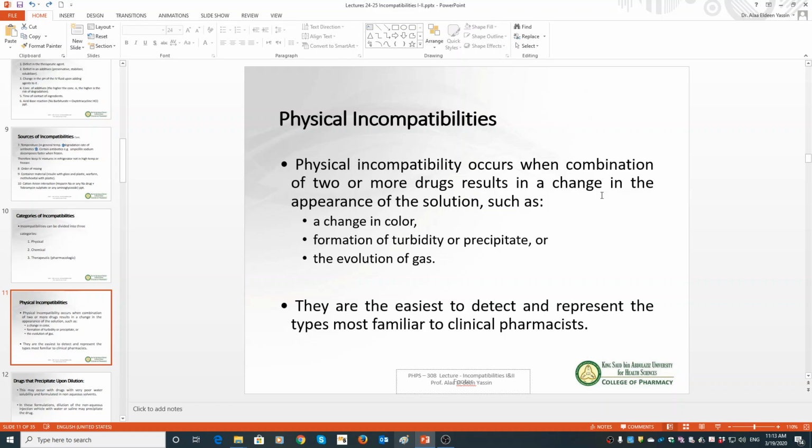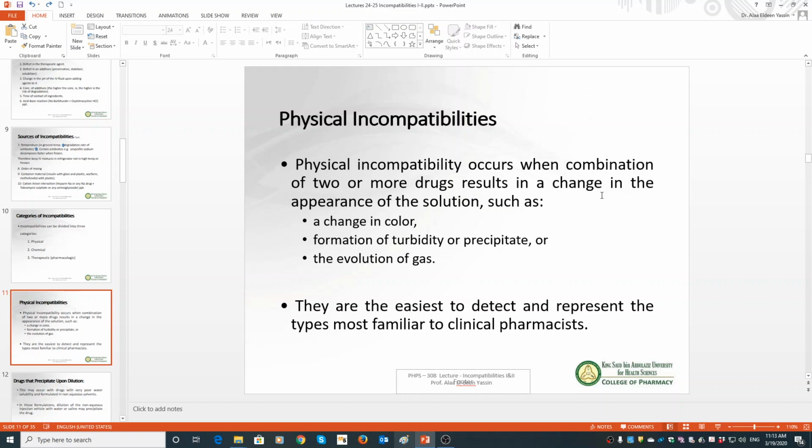I consider the interaction physical if I can see a real, noticeable change upon mixing, and this is more common in admixtures. So this gives you an alarm that there is already incompatibility. Like changing color: if you mix two colorless solutions and you end up with a milky, yellow or blue solution, this means there is an interaction resulting in a new compound with a different color. So this is obvious.